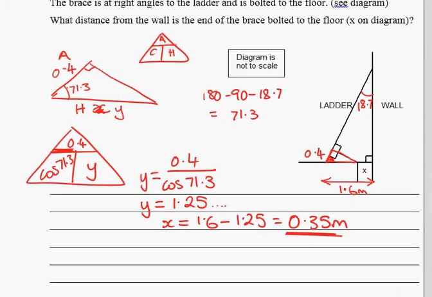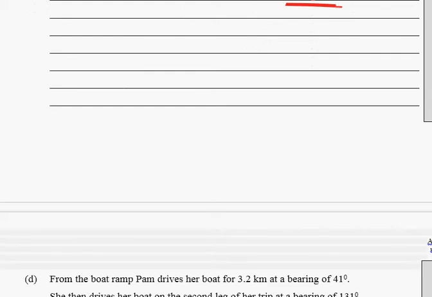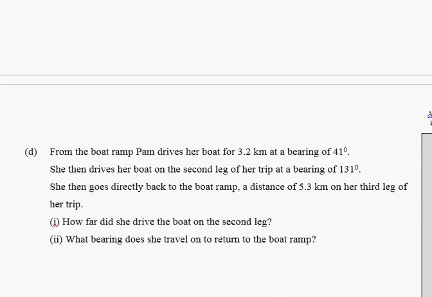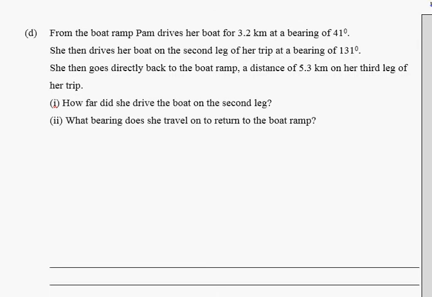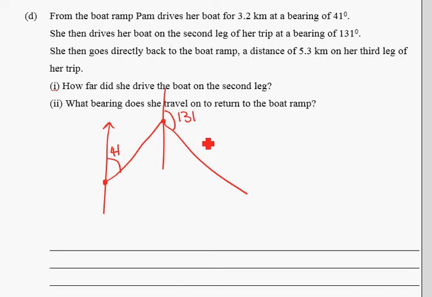Right, that was an excellent question. We've got another difficult question to go. And it looks like a bearing one, so we're going to need a picture. Right, so starting, drives her boat at a bearing of 41 degrees. It's not very straight. For 3.2k, then on a bearing of 131. Actually, that's not very good either. 131, and then back to the start.